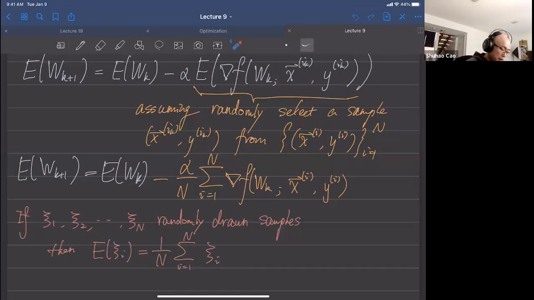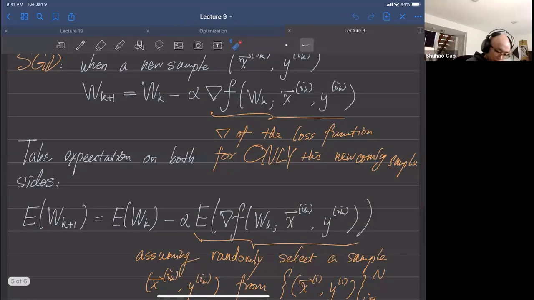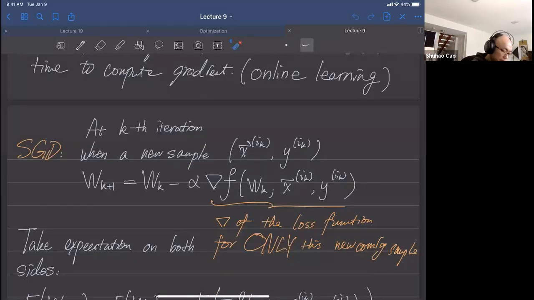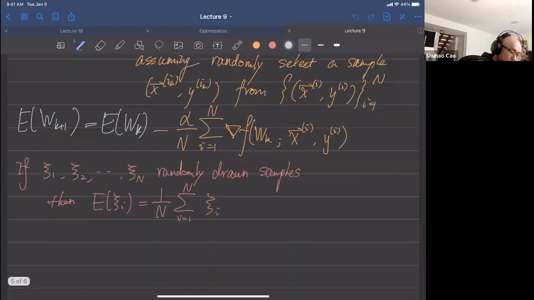So last time we learned stochastic gradient descent. So let's review it a bit. This is basically stochastic gradient descent. But let me quickly recap what stochastic gradient descent is about and what's the difference between gradient descent.